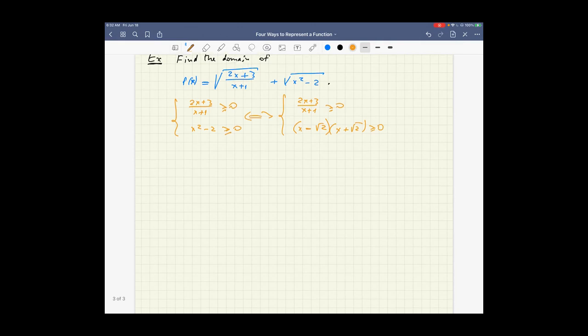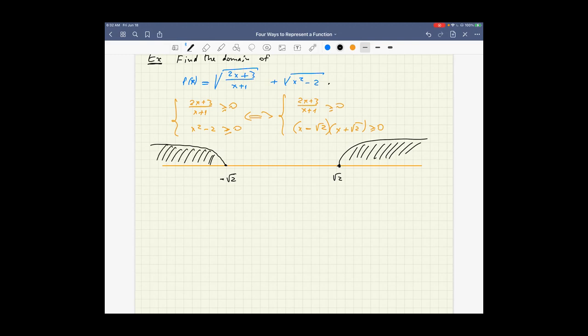And now we find the related points on the number line. They will be, well, square root 2 and negative square root 2. And we need this to be greater or equal than 0. That happens when x is greater or equal than the largest root, or less or equal than the smallest root, negative square root 2.